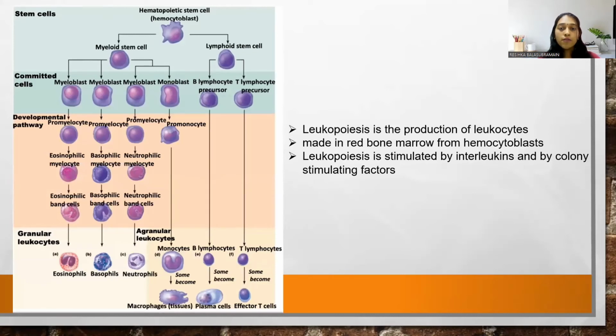Leukopoiesis is the production of leukocytes. It is made in the red bone marrow from hemacytoblast. Leukopoiesis is stimulated by the interleukins and by colony-stimulating factors.